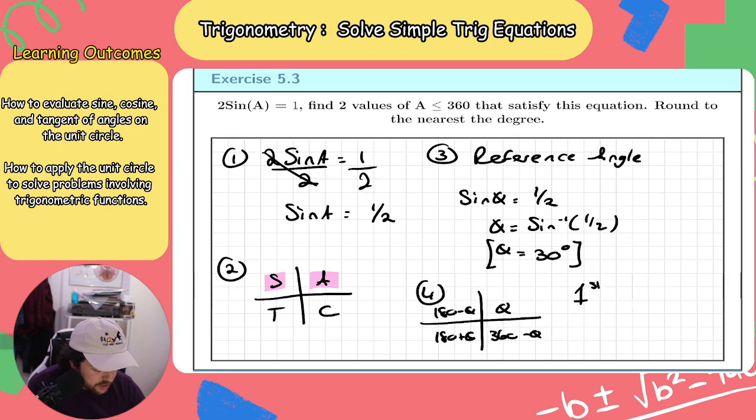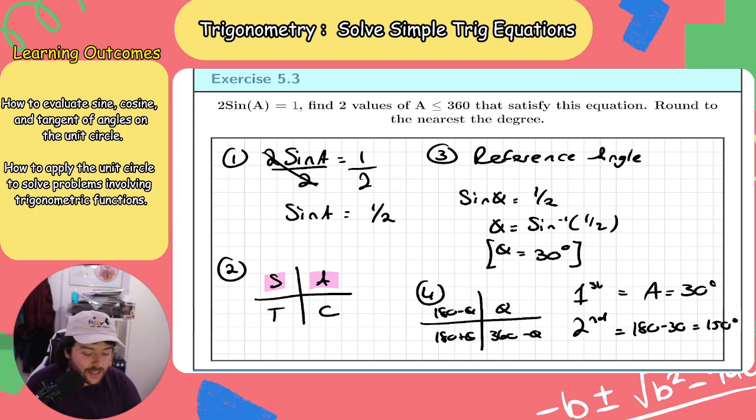So my first solution, well, I'm in the first quadrant, so my first solution is going to be A is equal to 30 degrees. My second solution is going to be, well, it's in the second quadrant, so it's going to be 180 minus 30, which is 150, which just so happens to be the solutions to the first example I gave at the start of the video. Funny how things work out like that, isn't it?